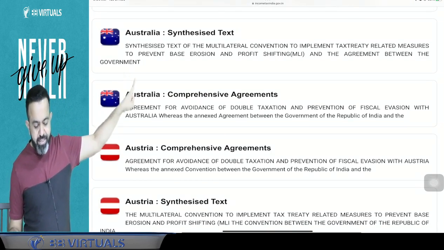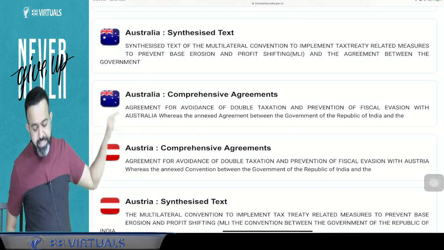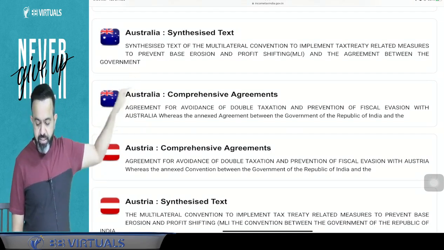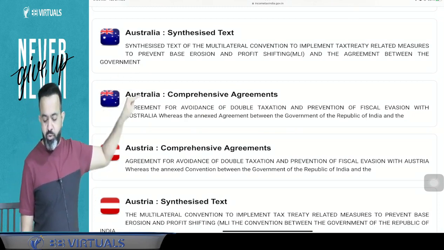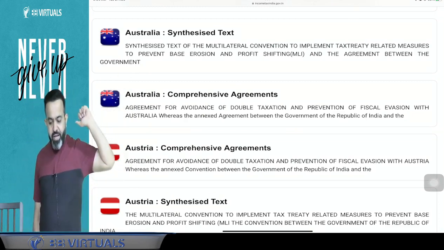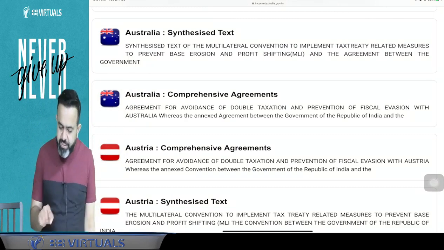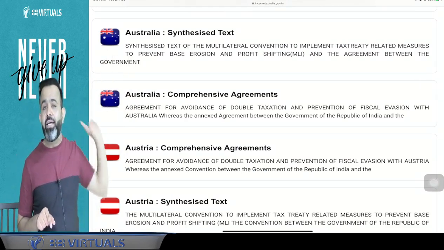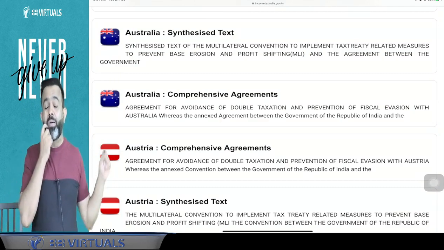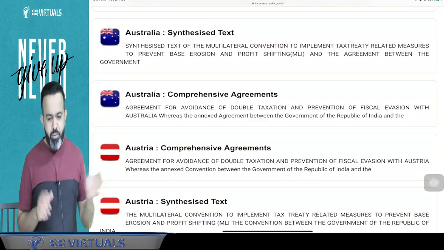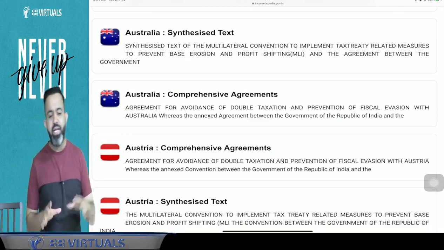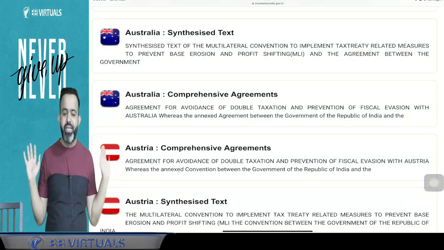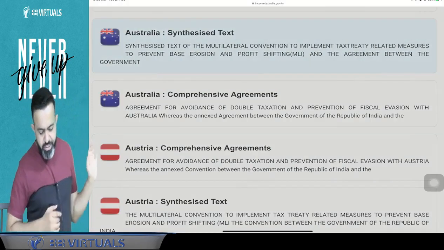Here the second is the text of the multilateral convention to implement tax treaty related measures to prevent base erosion and profit shifting, and the agreement between the governments. So this agreement is after the BEPS action plan, after signing action plan number 15. When we signed action plan number 15, our India-Australia agreement automatically changed. So this is the Australia agreement.